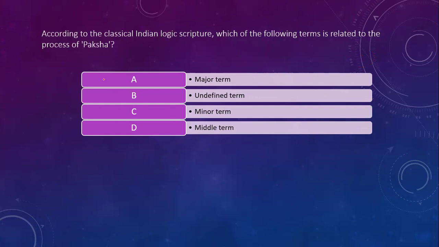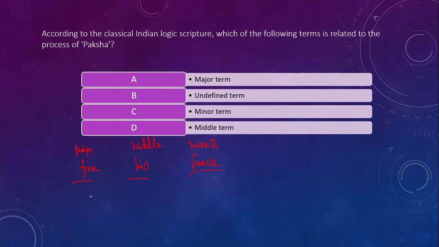Next question: according to classical Indian logic scripture, which of the following terms is related to the process of paksha? Major, middle, minor: these are the three terms. Major term, like fire; middle term, like smoke; minor term, like hill. Major term, middle term, minor term.